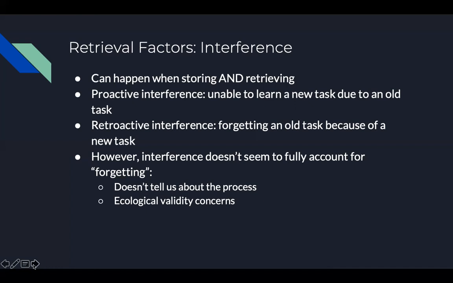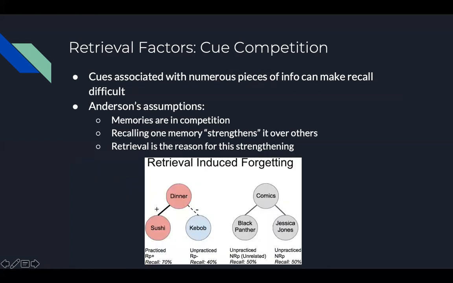So that is to say that interference is important, but we're going to talk about some other factors that can play a role in forgetting. There's another idea called cue competition. A researcher by the name of Anderson came up with this idea that if memory cues or prompts are associated or connected with more than one memory, it can actually confuse us and make recall more difficult.